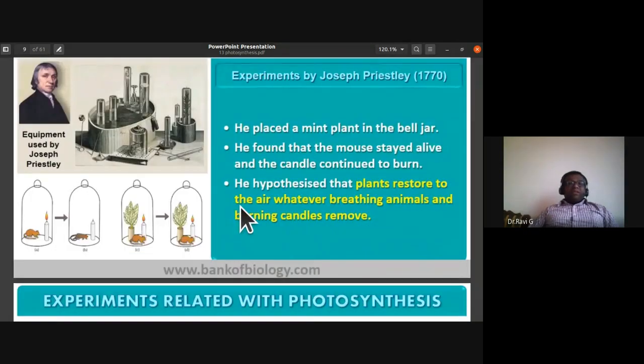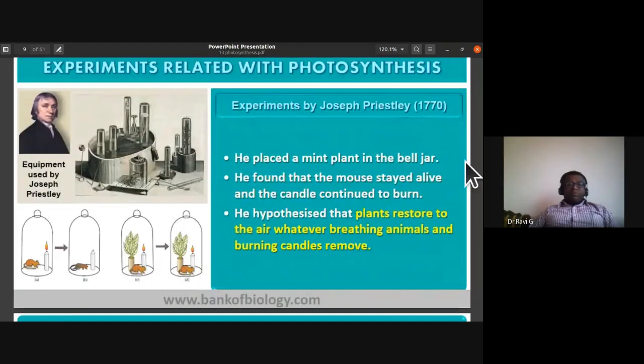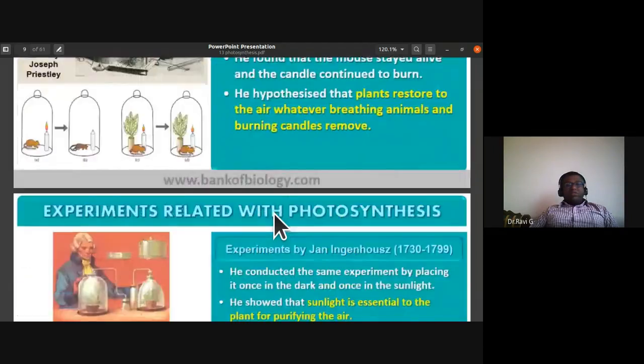He later placed a mint plant, pudina, in the bell jar. He found that the mouse stayed alive and the candle continued to burn. From this he came to a hypothesis that plants restore to the air whatever breathing animals and burning candles remove. That is, they replenish the air with oxygen.